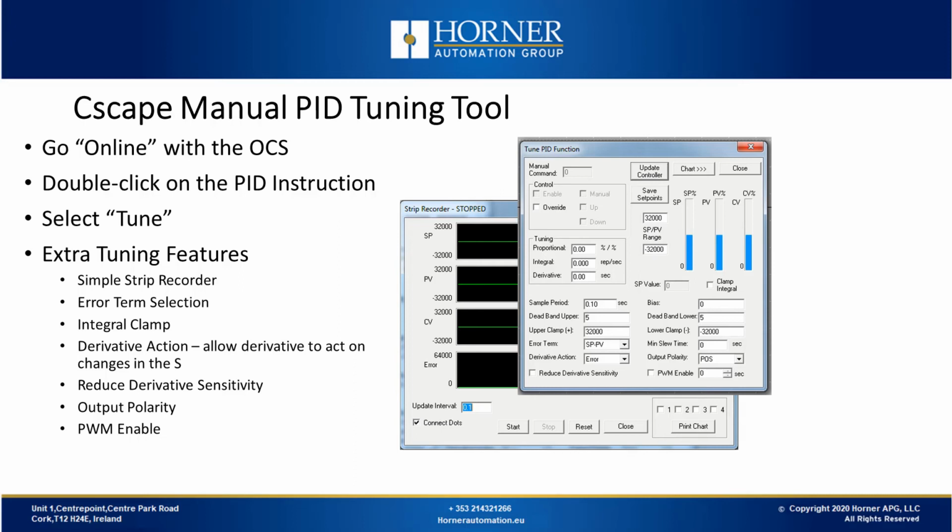So how do you instigate that? You start by ensuring you're online with your OCS that's doing the PID control. Go into the program, double click on the PID instruction, and there is a tune button that you can press. Then you get this dialog you see on top. There's also a simple chart recorder or strip recorder available. Those are handy tools when you're monitoring your system manually.